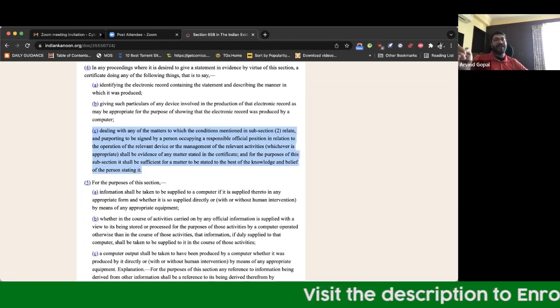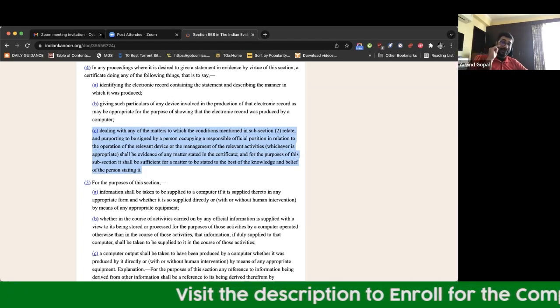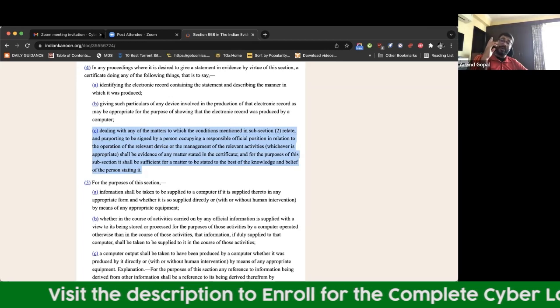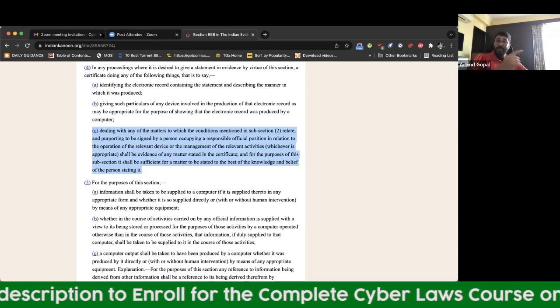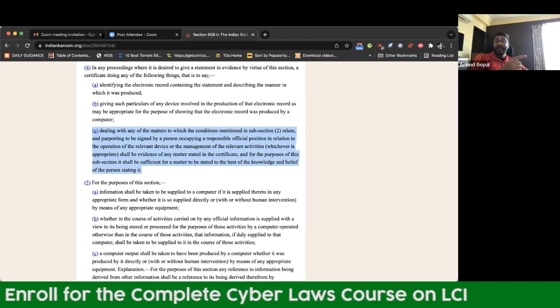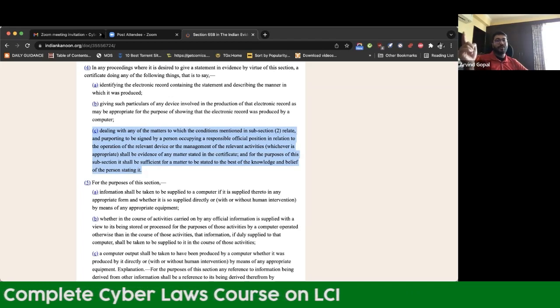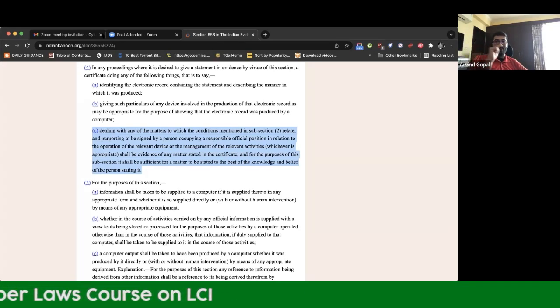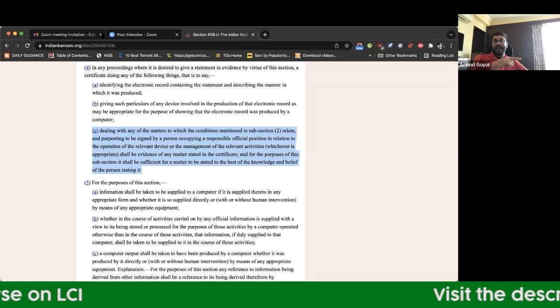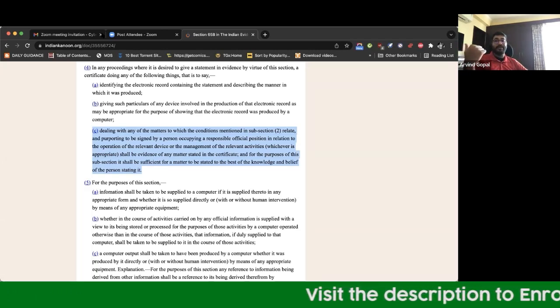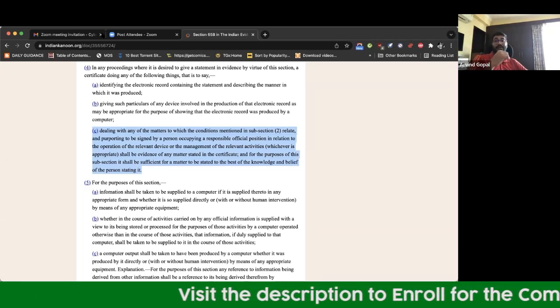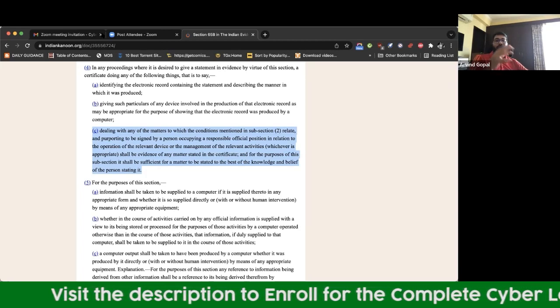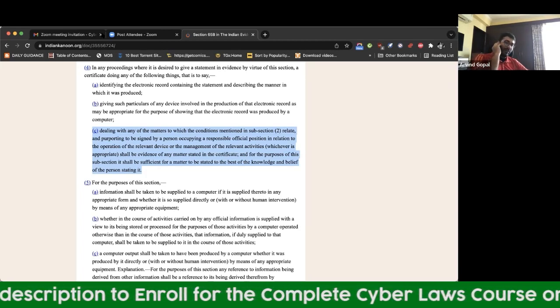POCSO looks at it very differently, where it says that once an accusation has been leveled, the onus is on the person against whom those accusations have been leveled. So remember, this will also play a very important part if you all become in-house counsels and deal with different matters, or even as independent counsels, when matters come to you. These are very important.